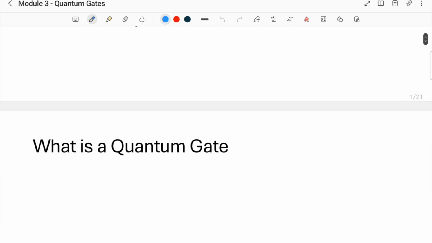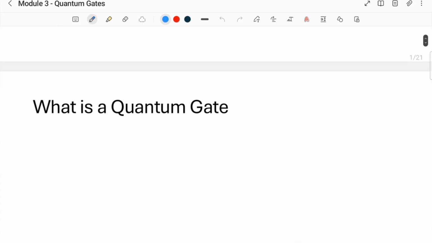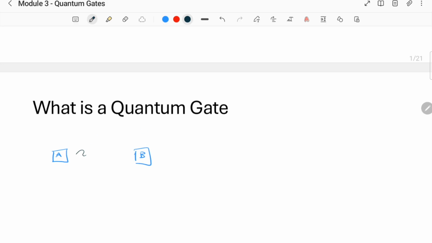So let's start. First of all, what is a quantum gate? As you remember from the classical paradigm, we have an initial state, let's say A, and a final state, let's say B, that we want to achieve from A. So we apply a gate in between them. Let's say this gate is U, which transforms this state A, let's say state psi, to a different state, let's say phi. So pretty simple.